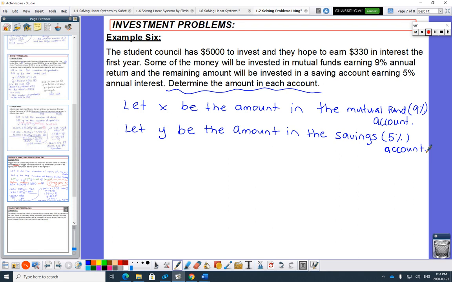Okay, so they have $5,000, so they need to decide how much to put in each. So some will go in the mutual fund, some will go in the savings account, but the total is 5,000.